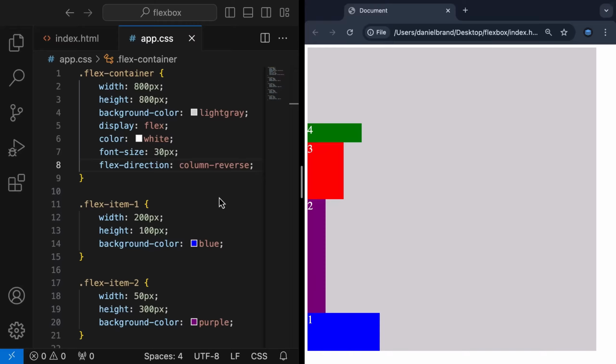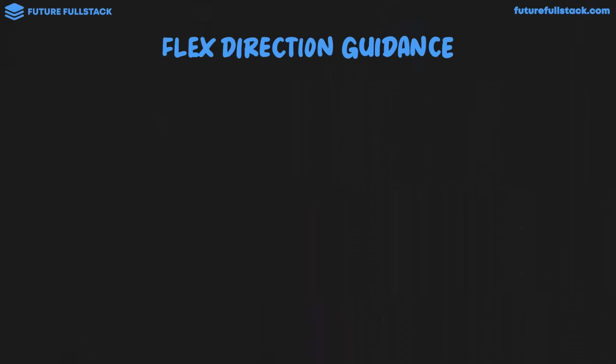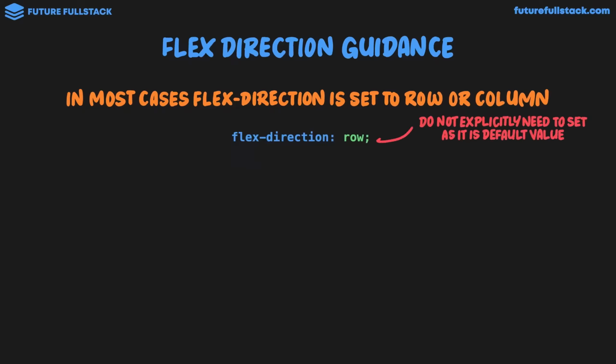Now, one thing I really would like to highlight, because it can be confusing, is that both the display property for flex and the flex direction property are defined on the container. They're not defined on the flex items themselves, but on the container. So let's now take a look at some flex direction guidance. In most cases, flex direction is set to row or column. Let's look at some examples of flex direction row first. And as I've mentioned, you do not explicitly need to set flex direction row, as it is the default value.